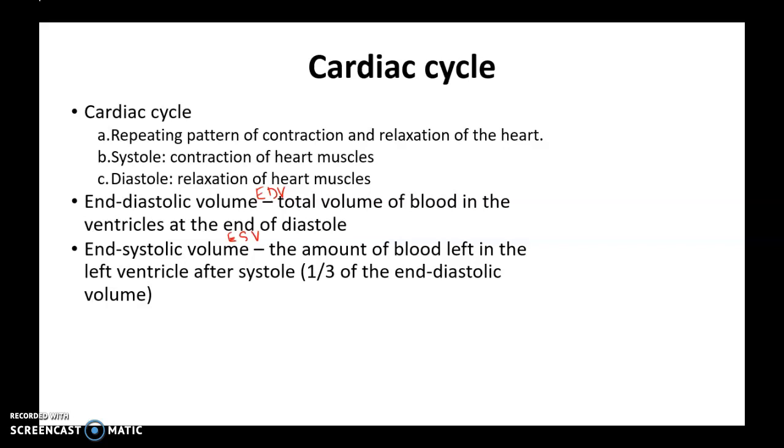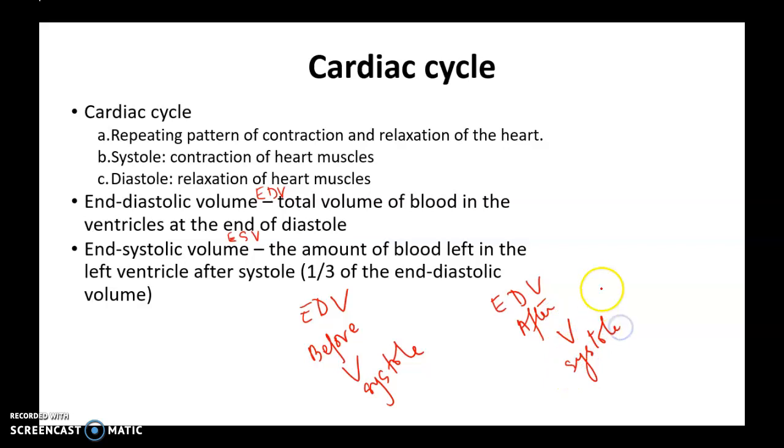And that volume of blood that is left after systole is called end systolic volume, which is about 1/3 of the end diastolic volume. So, an easy way to remember: end diastolic volume is before ventricular systole, and end systolic volume is after ventricular systole. Okay, and obviously this is 1/3 of EDV. Sorry, this should be ESV. I'm sorry. Okay.